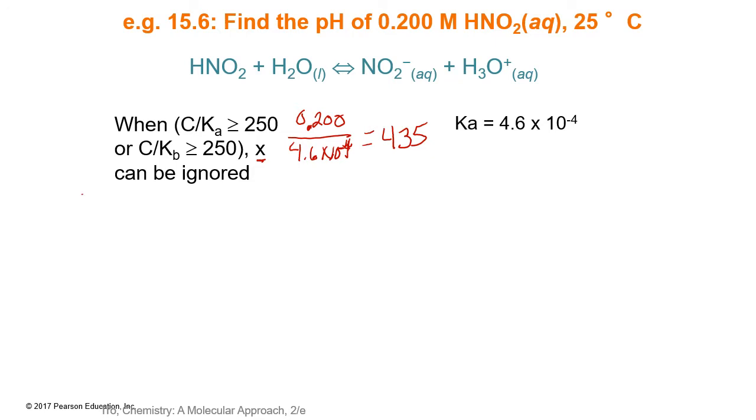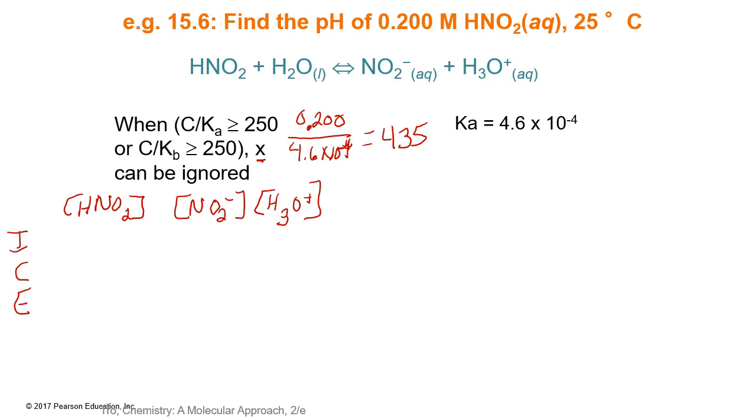So let's set up our ICE table. We're looking at our original nitrous acid concentration and the concentration of each of the products. Water gets ignored because it is a liquid, and so it is not included in our equilibrium constant expression. So ICE, initial, change, equilibrium. Our initial concentration of the acid is 0.200. The products are going to start out at 0 for the concentration.